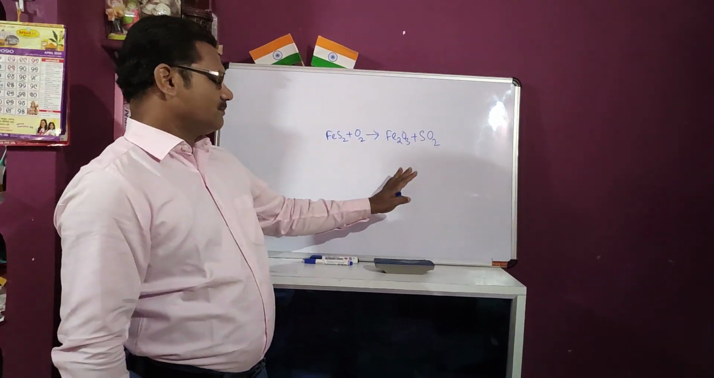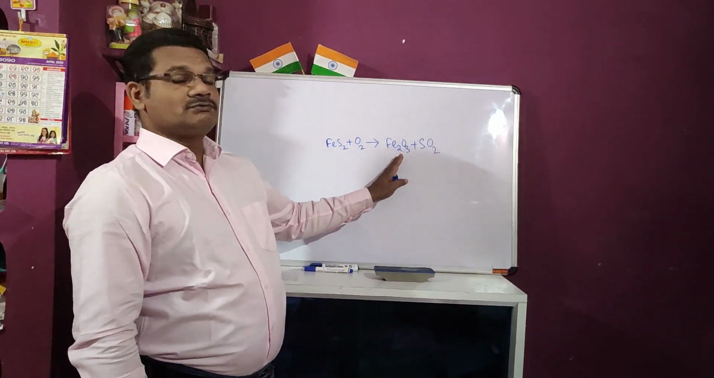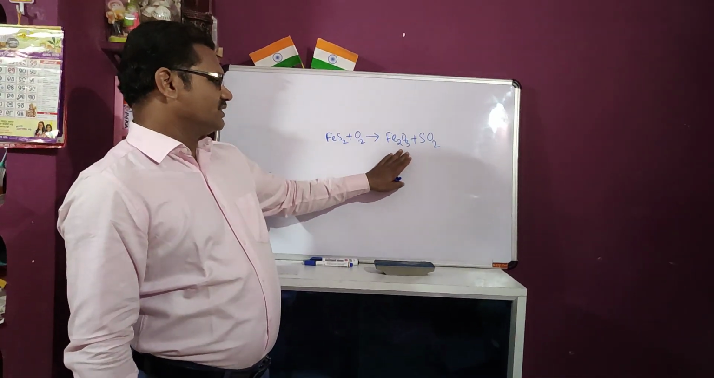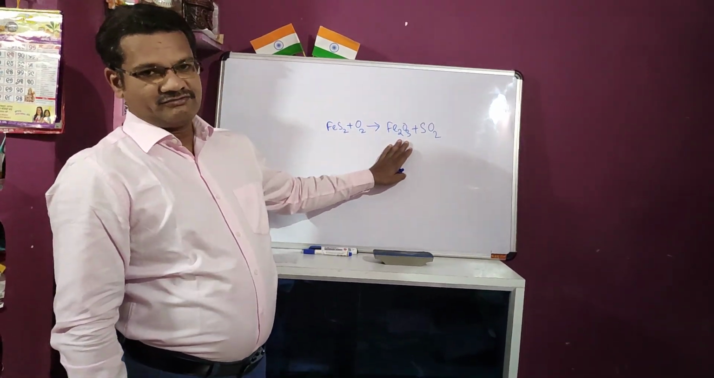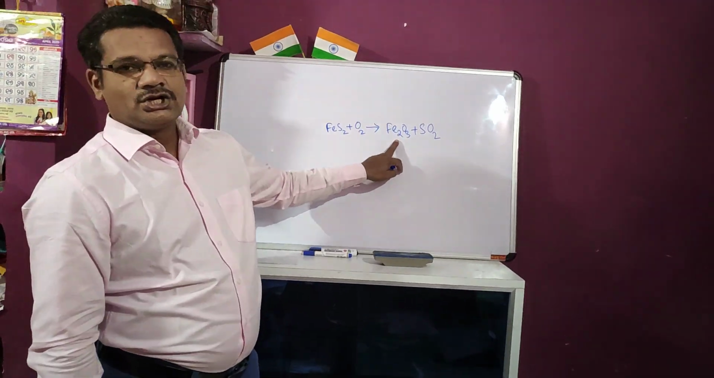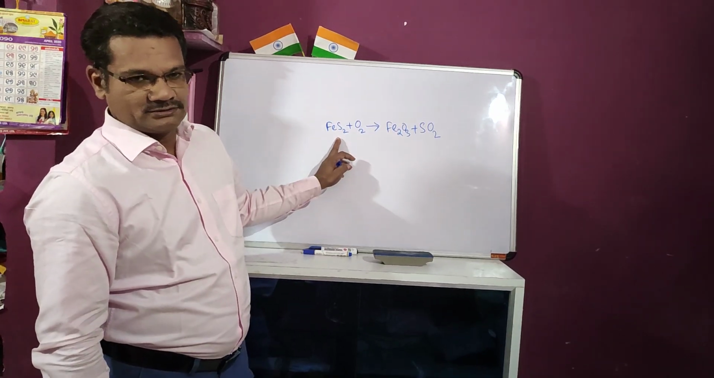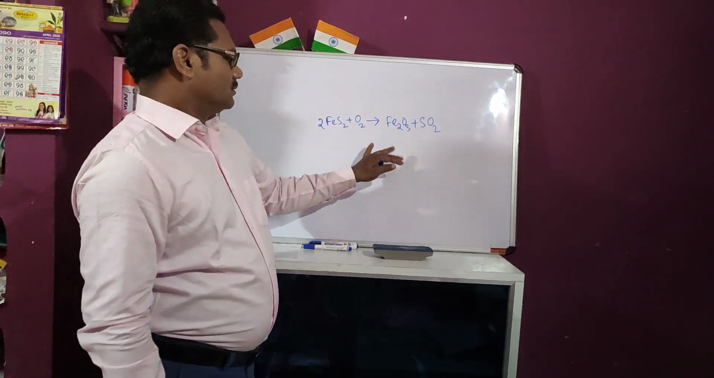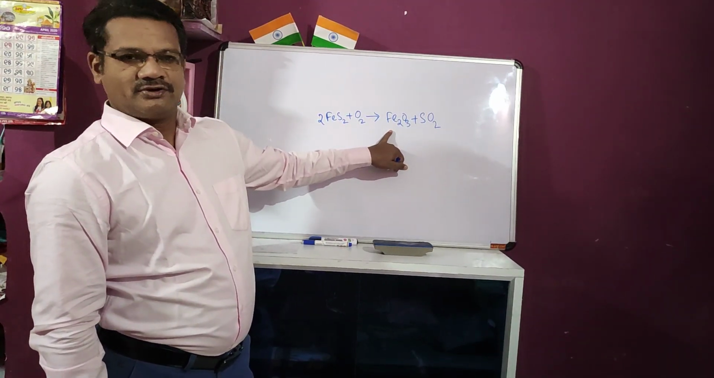This is an equation. First step I have told you to balance: first we will look for the biggest formula. Let's see, the biggest formula is Fe2O3. So we will balance iron first. Here there are 2 atoms of iron and here there is 1 atom of iron. So I shall multiply by 2 here. Now 2 atoms of iron and here 2 atoms of iron.